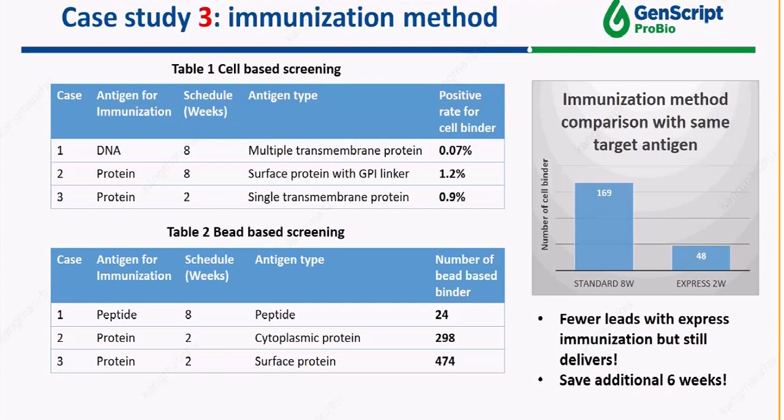I would also like to note that we did a direct comparison of standard and express immunization with the same target antigen. What we can see here is that with express immunization, we got fewer leads, but it was still able to deliver 48 leads, and it saves you an additional six weeks.